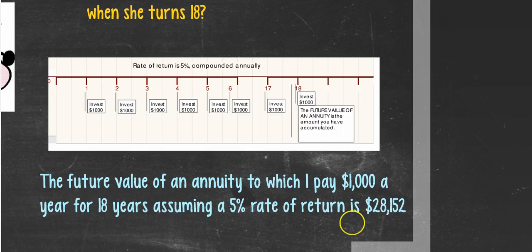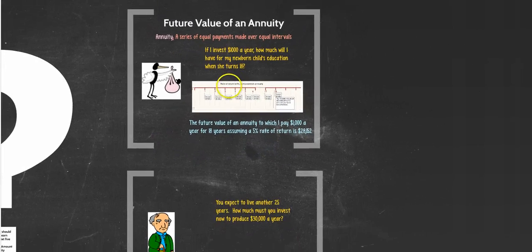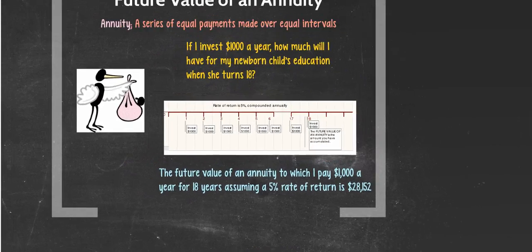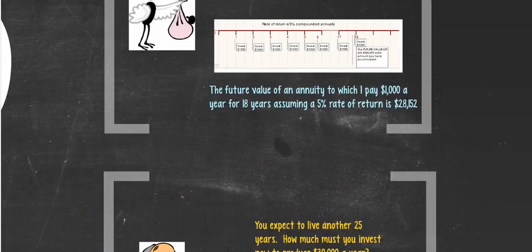So we say the whole thing: the future value of an annuity to which I pay $1,000 a year for 18 years, assuming a 5% rate of return, is $28,152. So I'm going to be able to take out a lot more than the $1,000 a year that I put in during the 18-year course of the annuity. This is the future value of an annuity. So now let's look at one more problem.